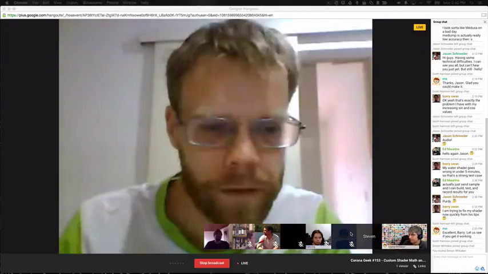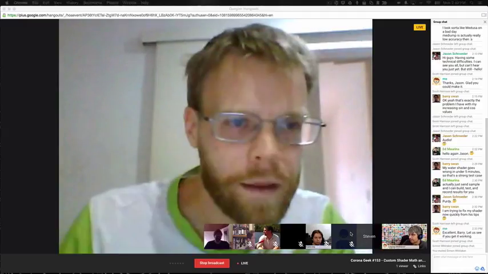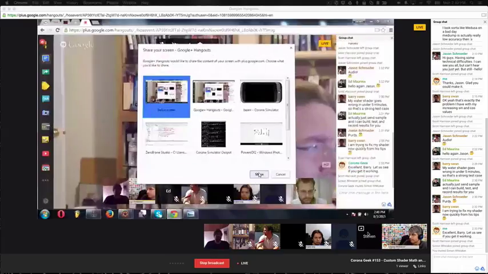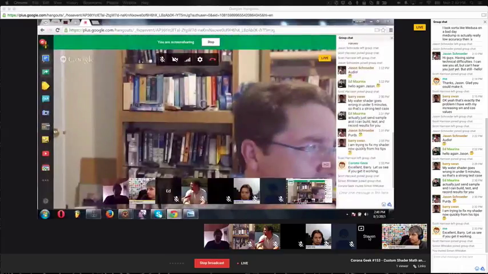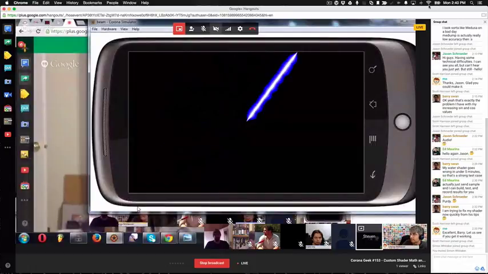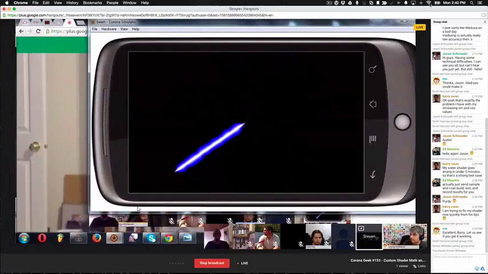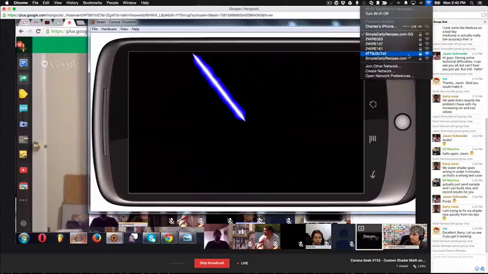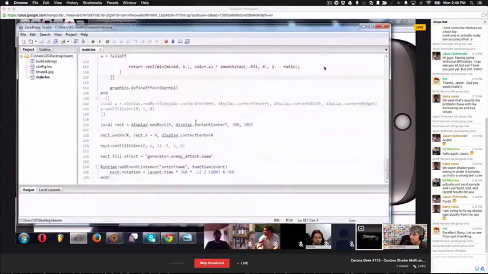So I'm going to discuss this. Are you seeing this? Okay, so this is a laser effect I've been playing around with. And under the hood, this is a rect that is anchored at one of its side points and spinning around.